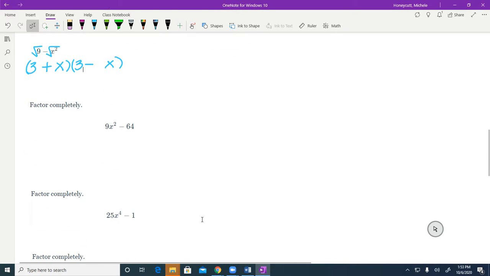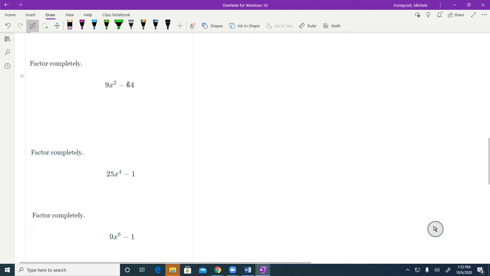They do get a little more complicated. Sometimes you have two perfect squares, so 9x squared and 64. But I still notice 9 is a perfect square, 64 is a perfect square, x squared is a perfect square. The square root of 9x squared is 3x, so put a 3x and a 3x. The square root of 64 is 8, and we'll have a plus and a minus.